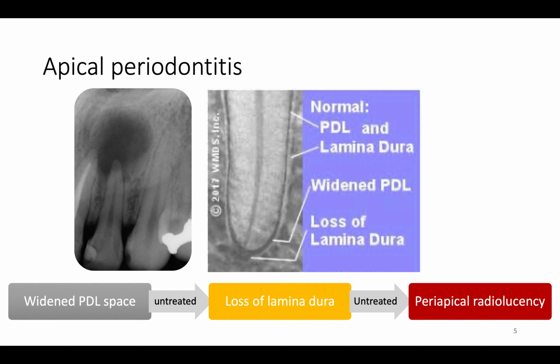Apical periodontitis is manifested on radiographs as widening in the periodontal ligament space, and in more advanced cases you'll see loss of lamina dura, which is the compact bone lining the tooth socket. And if this is left untreated, then you will see a large periapical area or a radiolucency on the radiograph, which represents the resorption of the bone in the periapical area, and that's where the body's immune response is trying to stop the infection from spreading.